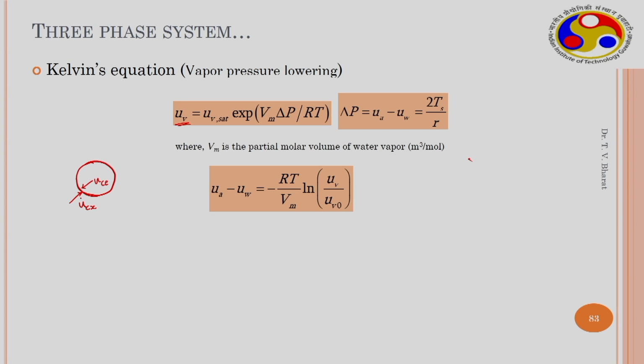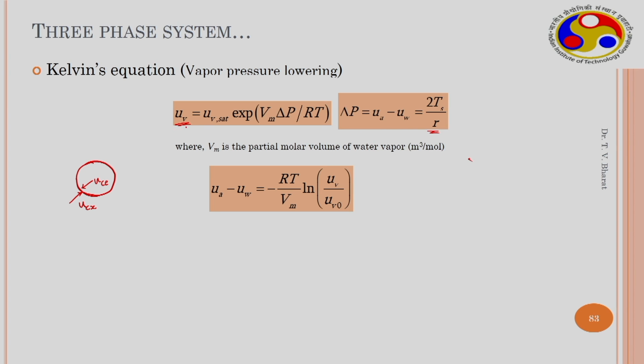Because there is a pressure drop across a curved surface, the vapor pressure would be different, because vapor pressure depends on the pressure applied on the liquid. So therefore, Kelvin's equation relates this change in the vapor pressure with the curvature or the capillary tube radius. Capillary tube radius or curvature, these two things could be related using Kelvin's equation.